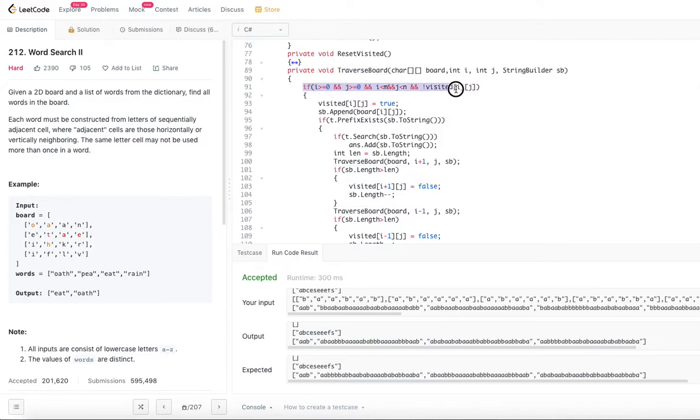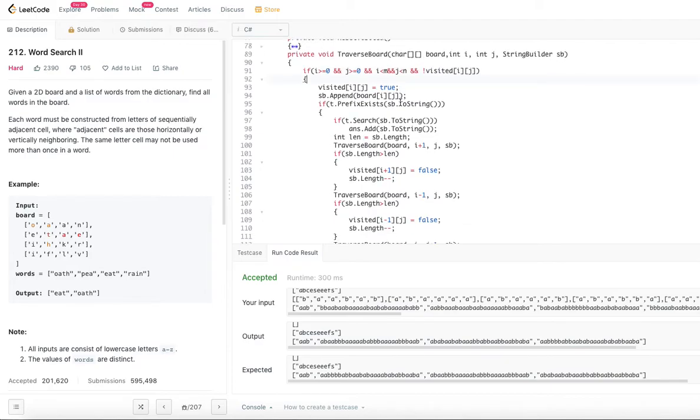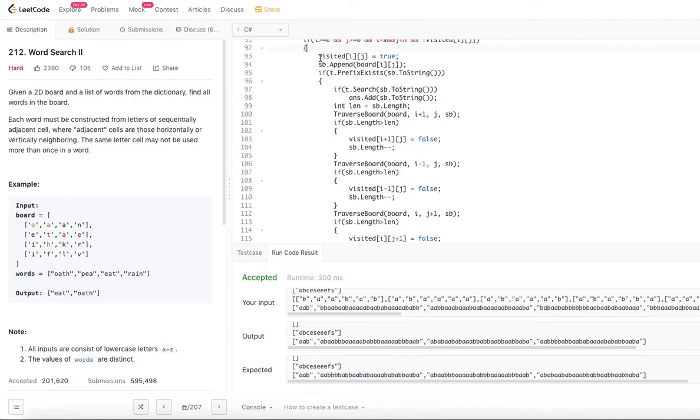So what we are doing is check basically the i and j are within the bounds here, right? It should be greater than or equal to 0, and it should be less than m and n respectively. And the cell should be not visited. If so, then only we want to visit, because it said the same letter may not be used more than once in a word. So we should not use the same letter more than once. That's why we want to make sure we visit only once. So if it is not visited, then only we are going forward. If it is visited, we are done. So I am marking it as visited true, and then I am appending the current character to the string builder.